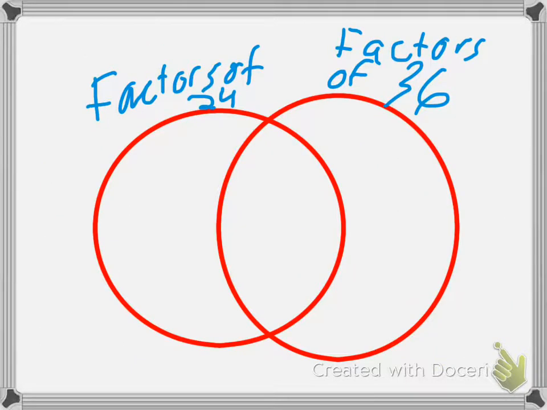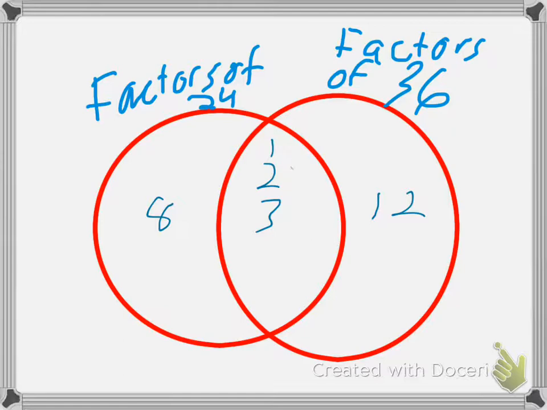The third way is to make a Venn diagram. We've done those in the past. So factors of 24 and 36, we have 1. We have 2. Okay. We have 3. 3 would pair with 8 for 24 and 12 for 36.